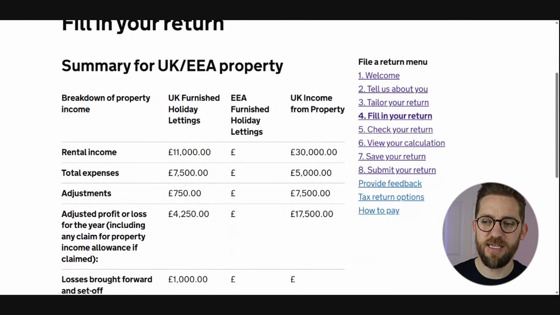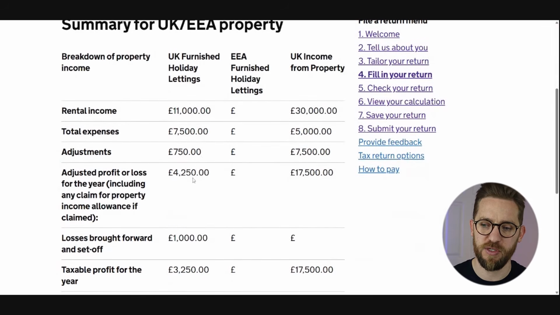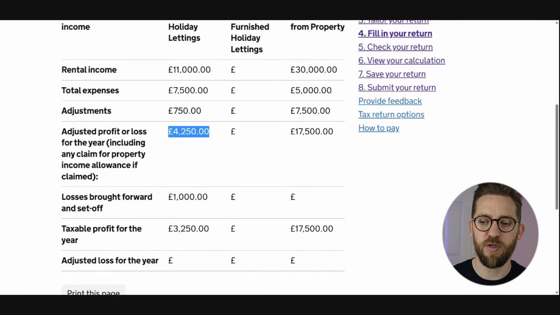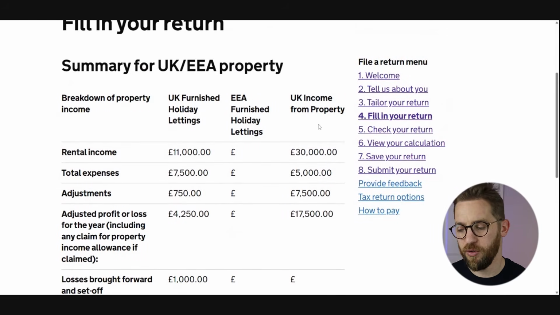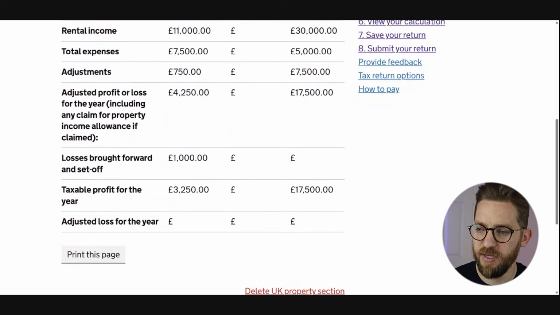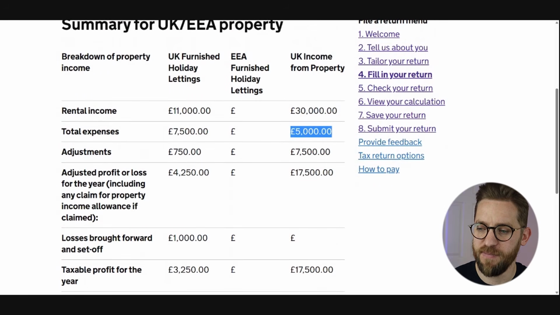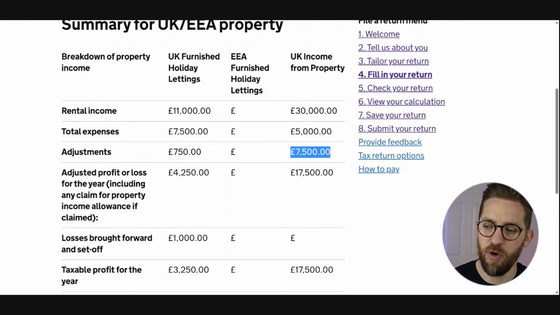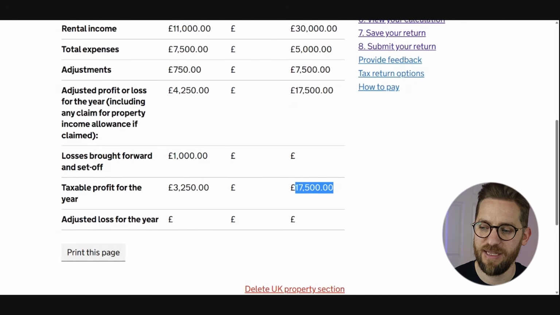So you can see EEA furnished holiday lets has been left blank in the middle, but I do have my UK furnished holiday lets. I have £4,250 profit, but I'm utilising a loss from the prior year, leaving me with £3,250 that I'll pay tax on. And for my rent a room and my standard property let, I've got 30 grand of income, 5 grand of expenses, 7,500 of rent a room allowance, leaving me with 17,500 that I'm going to pay tax on.